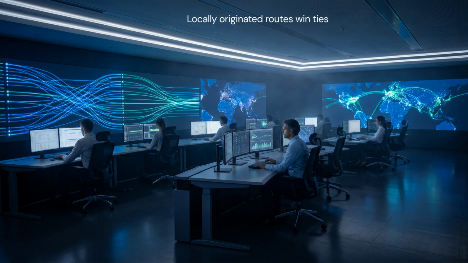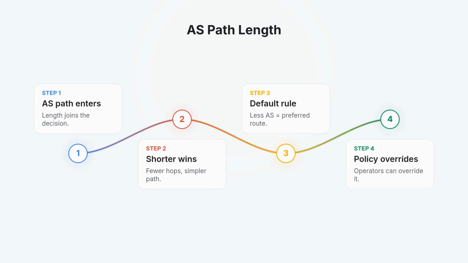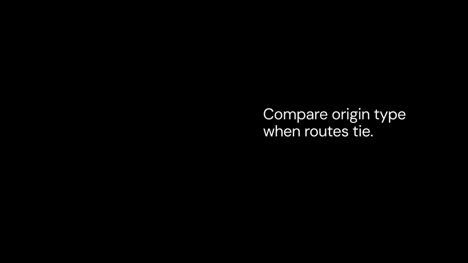If that still ties, locally originated routes are often preferred over learned routes. In other words, a router tends to like paths it created itself more than paths someone else handed to it. Then AS path length commonly enters the picture. Shorter is better by default because fewer autonomous systems usually means a simpler external path, though policy can absolutely override that preference. After that, origin type may be compared, with IGP generally preferred over EGP and incomplete in the traditional order. This is rarely the star of a design, but it still matters in tie scenarios and exams.